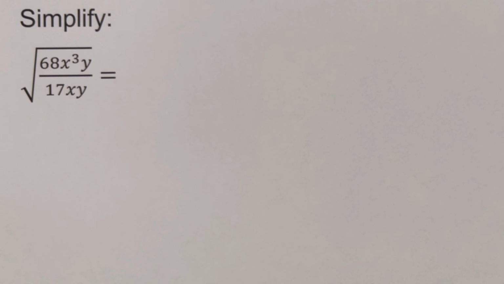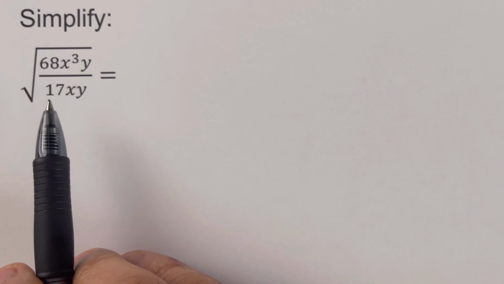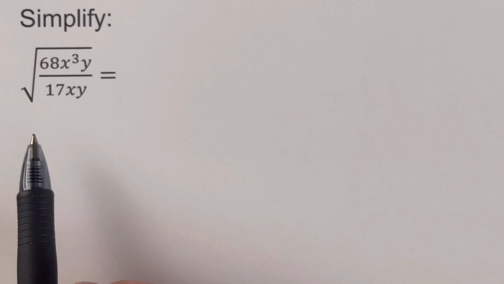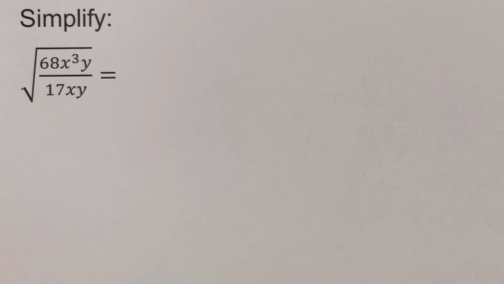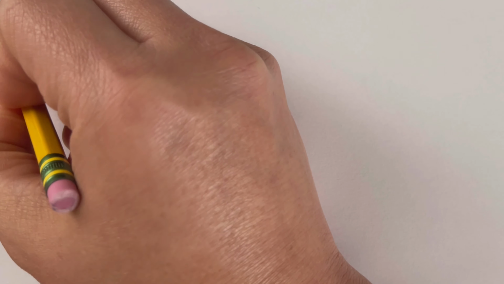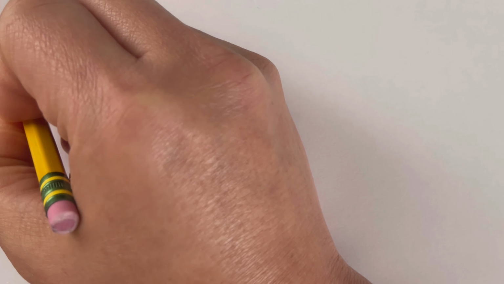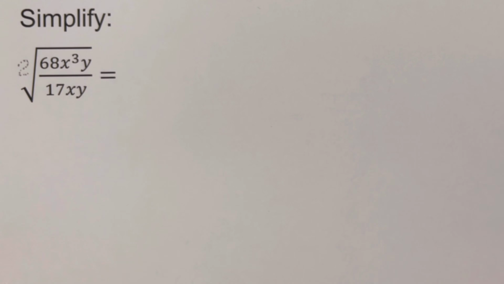Okay, so we go over the problem here. We are given the square root of 68x cubed y over 17xy. Now, please notice that our radicand is a fraction. And we also remember that the invisible index that we have here is 2. So again, if the index is not written, that is an invisible 2.